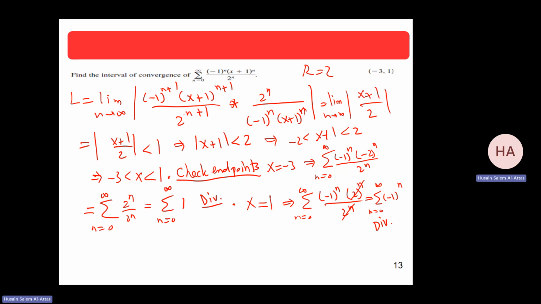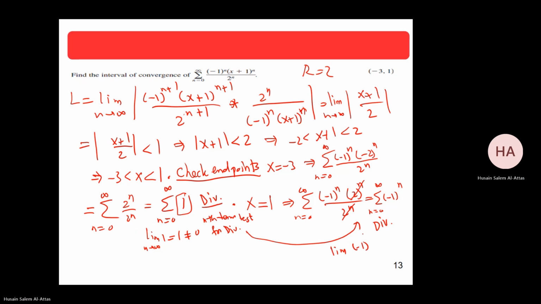Because I don't know its limit. Yeah, by the way, this is not only because the limit will be 1. The limit of 1 equals 1, not equal to 0. So by the nth term test for divergence. The same thing here, for the same reason, because the limit does not exist, so not equal to 0.